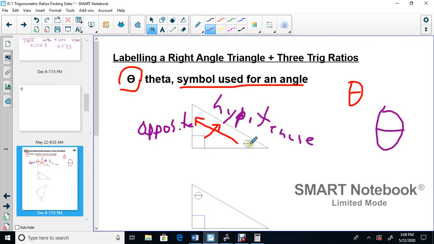Now, there are two sides beside the angle, but one's already called the hypotenuse. The other one has to be called something else. So the one down here is called the adjacent.